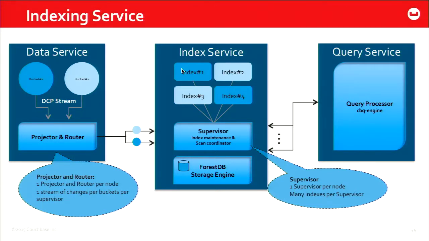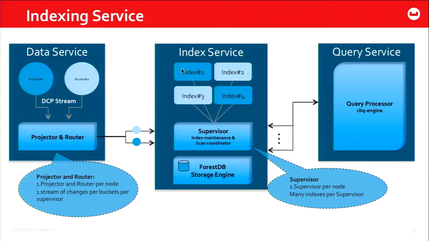At the data service, we get a DCP stream. These DCP streams give us all the changes that are happening on a bucket. Per bucket, we get that stream. There's something called the projector and router that sits on that node. The projector and router's responsibility is to take the change, and the change will give you the full document, the new image of that document. It may have been an update to just one attribute, but it will give you the full document.